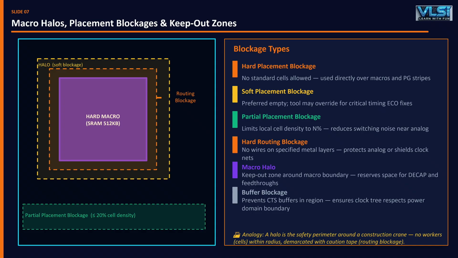Now blockages. There are different types. Hard placement blockage means absolutely nothing can be placed there. Soft blockage means avoid placing, but tools can override if needed. Partial blockage limits how dense placement can be. Routing blockage prevents wires from passing through certain areas. Now why is this important? Because without these constraints, tools will aggressively pack cells everywhere. And later, you'll face congestion, noise and routing failure. So remember this clearly. In floor planning, controlling empty space is just as important as placing components. Because what you leave empty defines how well your chip breathes.